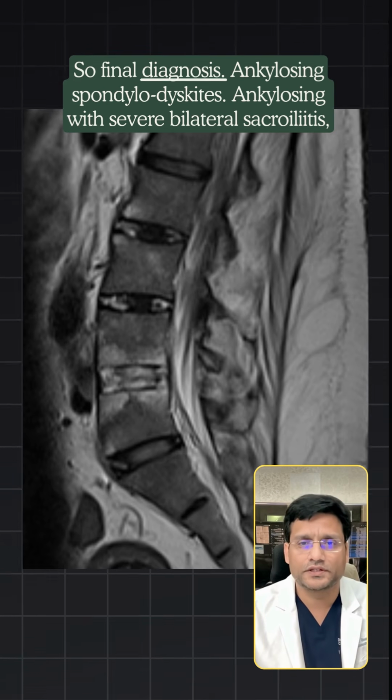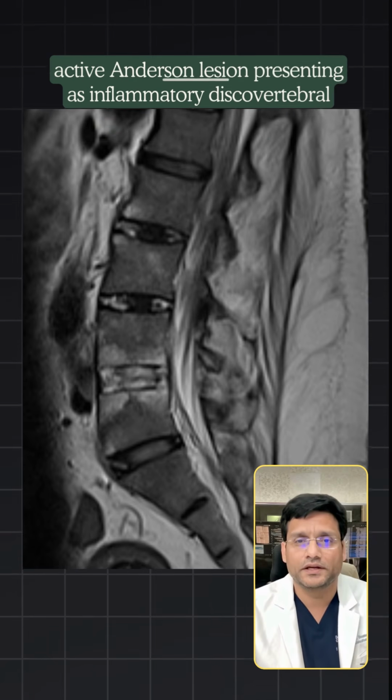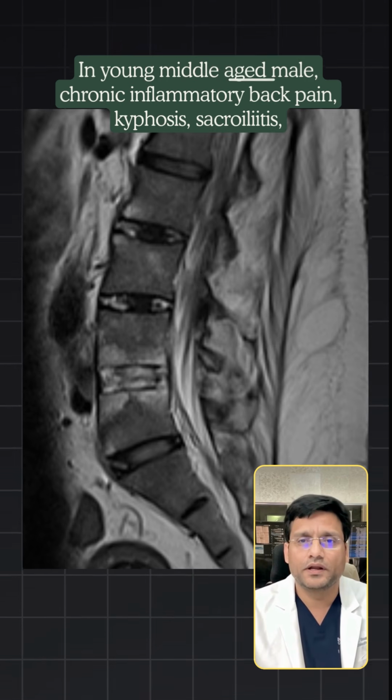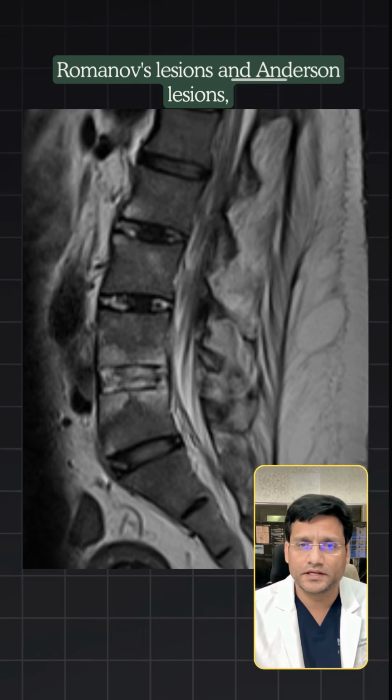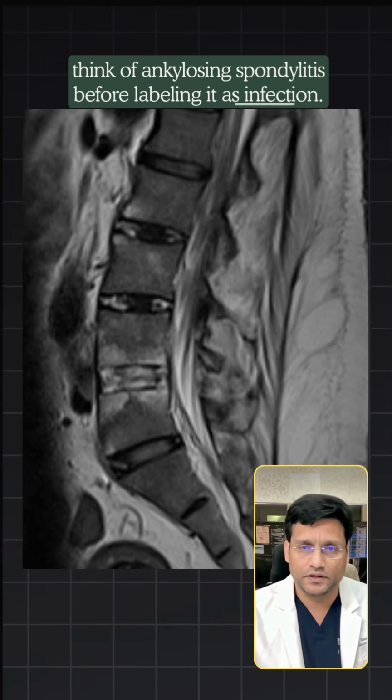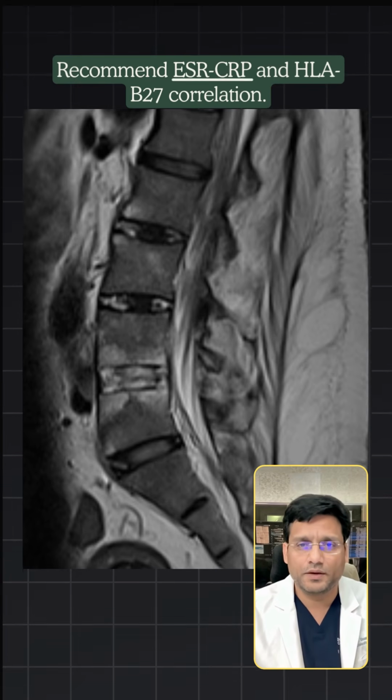So final diagnosis is ankylosing spondylitis with severe bilateral sacroiliitis, active Anderson lesion presenting as inflammatory discovertebral discitis. The key teaching point is simple. In a young middle-aged male, chronic inflammatory back pain, kyphosis, sacroiliitis, Romanus lesions, and Anderson lesion, think of ankylosing spondylitis before labeling it as infection. Recommend ESR, CRP, and HLA-B27 correlation.